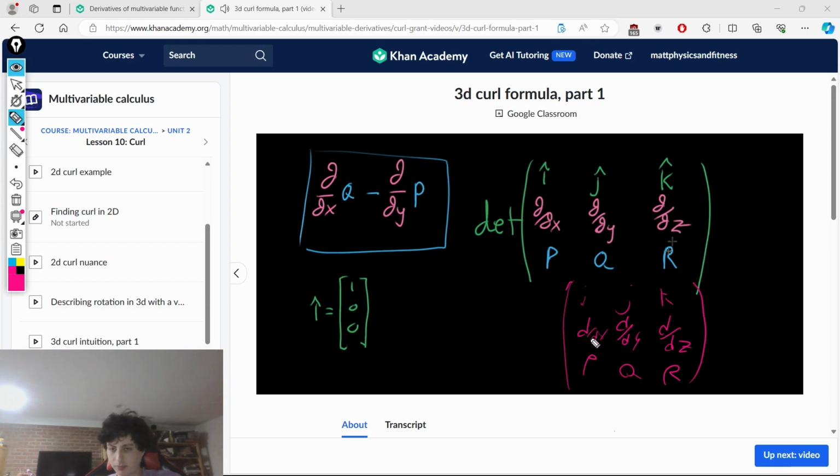the thing that pops out is going to be the formula for three-dimensional curl. And at the risk of having a video that runs too long, I'll continue going through that operation in the next video.